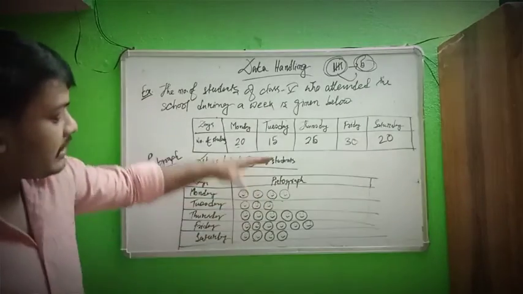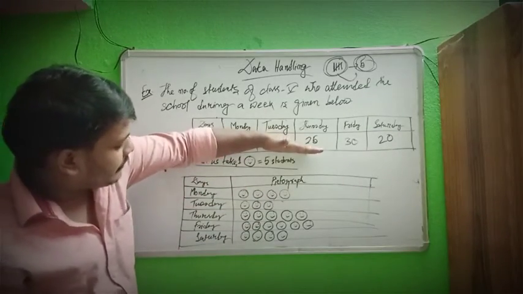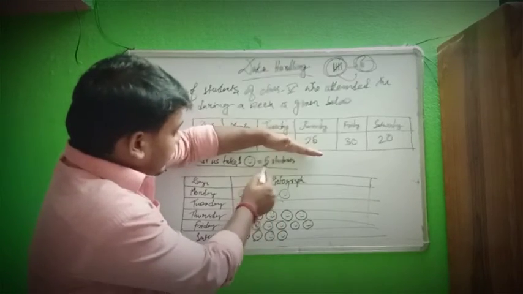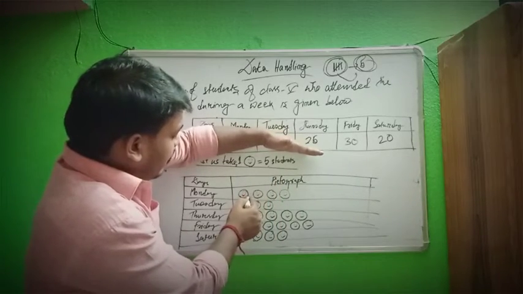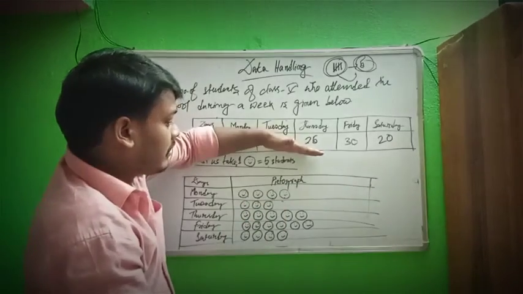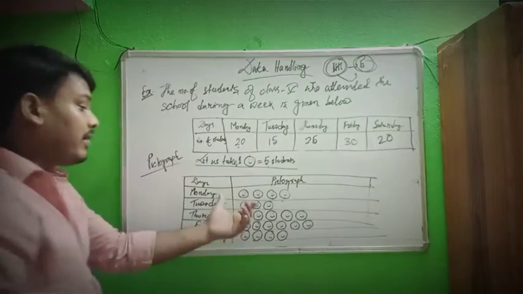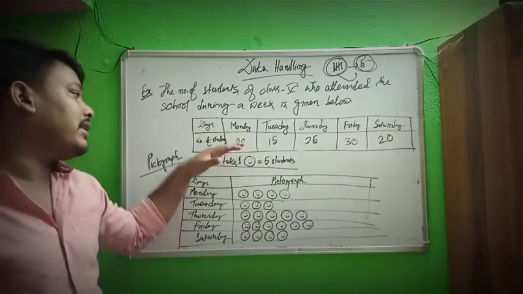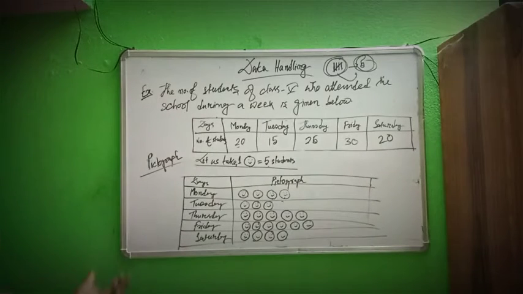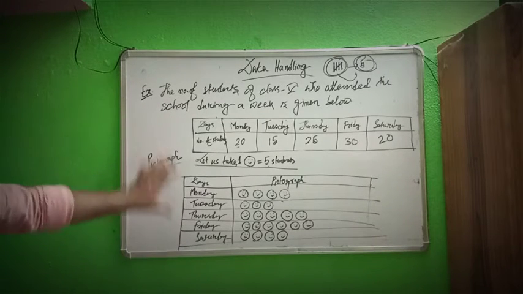By seeing this chart, if the table is not given, you can give the answer. One picture equals 5 students. So here, how many pictures? 4 pictures, 5 for each, so 20 students. So anyone can fill in the answer without seeing the data. It is the main thing in pictograph, and a very easy thing.